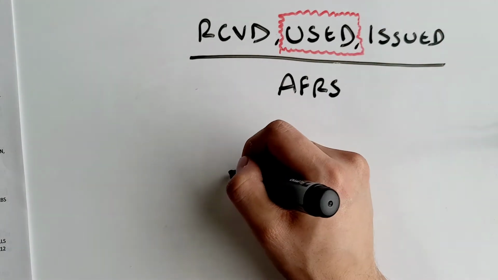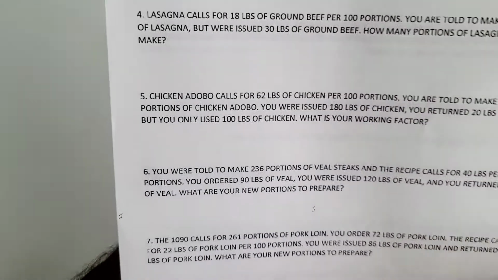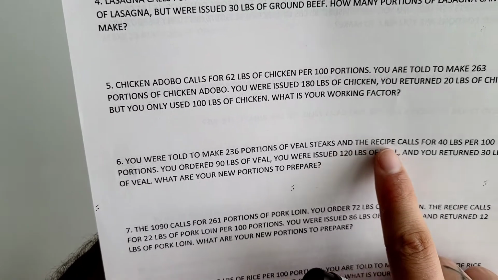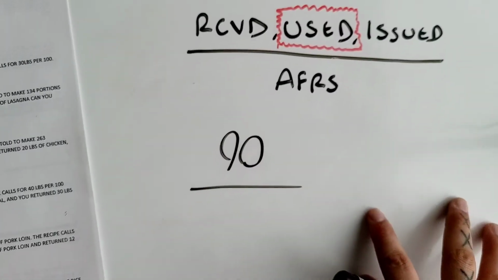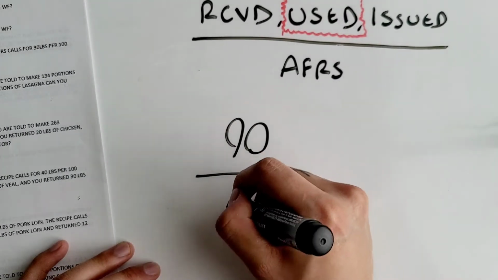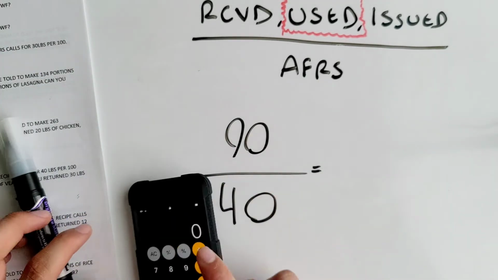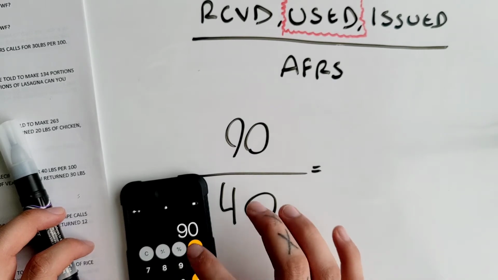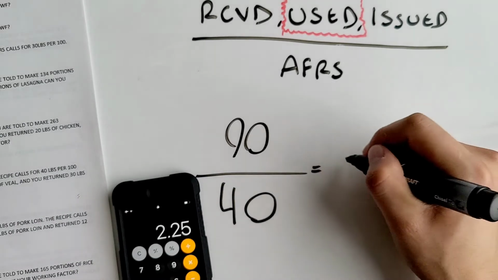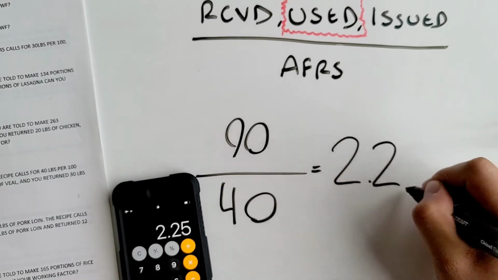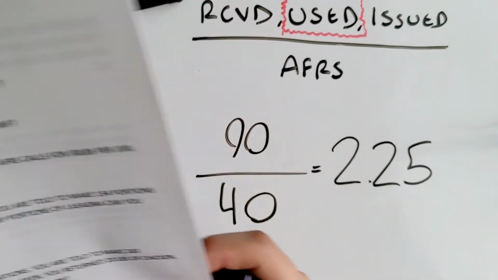So go on the top number divided by your AFRS, what the recipe card calls for. And it says the recipe card calls for 40 pounds per 100. So the number 40 is going to go at the bottom. So all you got to do again is just divide these two numbers together. So you got 90 divided by 40, which equals 2.25. So 2.25 is your working factor, but that's not what the problem is asking for.